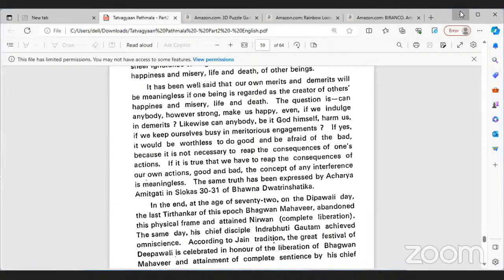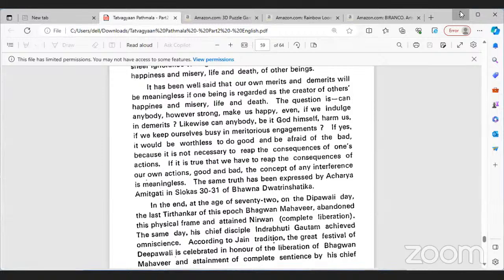The same truth has been expressed by Acharya Amitagati in slokas 30 to 31 of Bhavana Dwatrinshatika. In the end, at the age of 72, on the Deepavali day, the last Tirthankar of the epoch, Bhagwan Mahavir, abandoned this physical frame and attained nirvana, complete liberation.